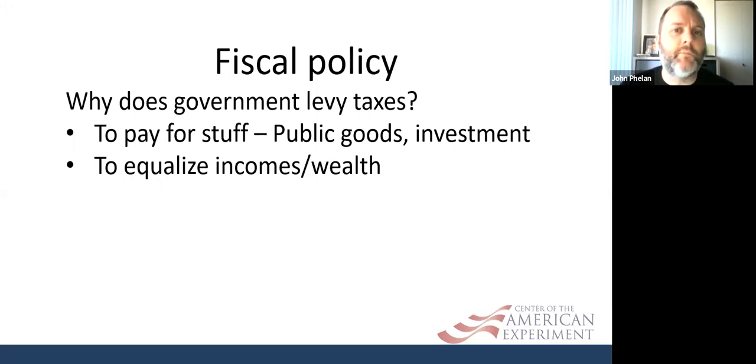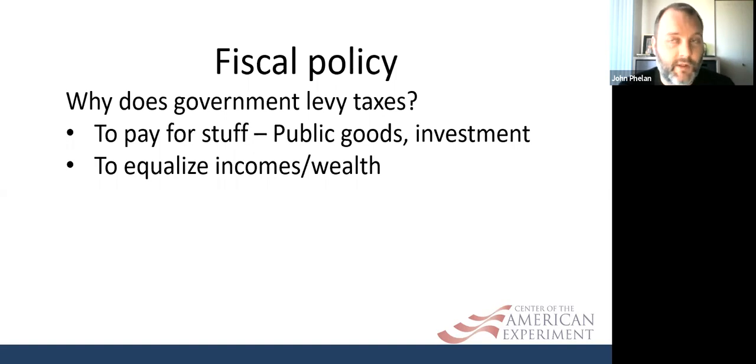I think a really important question with fiscal policy, it's a funny one actually, because you probably wouldn't have thought about asking this a couple of years ago. Why does government levy taxes? When I was doing my undergrad, which is not so long ago actually, you would have said, well, it's to pay for stuff. There are, for example, public goods. Defense, for example, is a classic public good. And what that means is that the private sector would not provide the optimal amount.